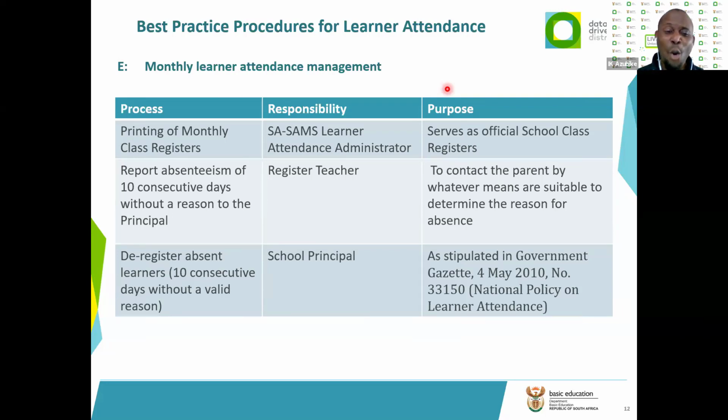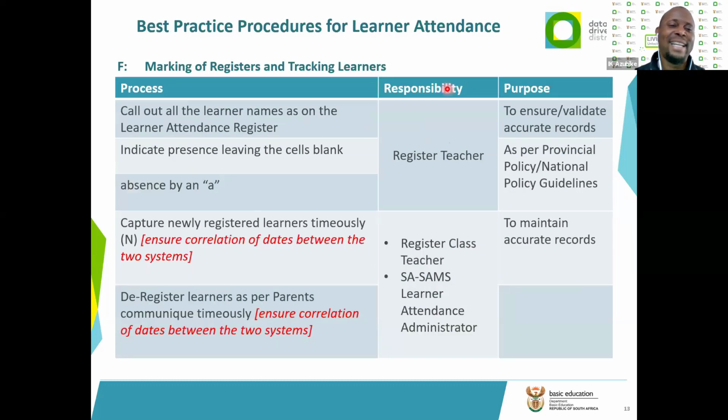Now, the last one is also to deregister absent learners that have 10 consecutive days without a valid reason. Who authorizes that? Who gives that instruction? It's the school principal. Remember, it's only the school principal that can authorize a deregistration of learners in a school. And that is also stipulated in the Government Gazette, 4th May 2010, number 33150. You can look at that, and then under the National Policy on Learner Attendance.